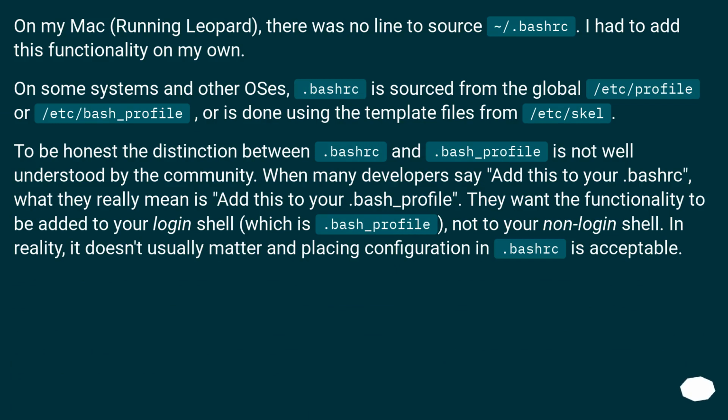On my Mac, running Leopard, there was no line to source ~/.bashrc. I had to add this functionality on my own. On some systems and other OSs, .bashrc is sourced from the global /etc/profile or /etc/bash_profile, or is done using the template files from /etc/skel.